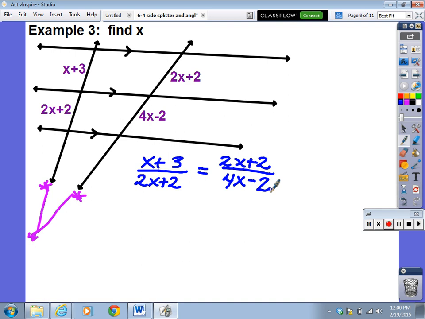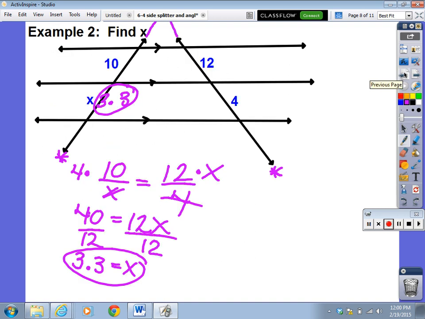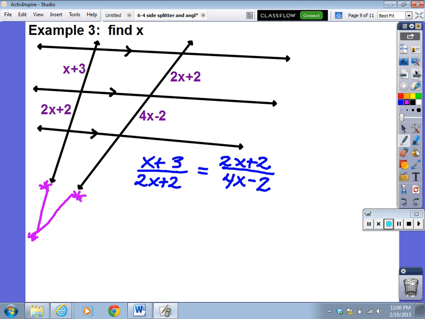Now, yikes, this looks like a mess. It is a little bit more involved, but it's not too bad. Let's just get rid of our... Wouldn't it be on the other side? That's what we've been doing. 10 over x would be equal to 12 over 4. Yeah, it's okay. Okay, so now we're going to cross multiply to get rid of our fractions.